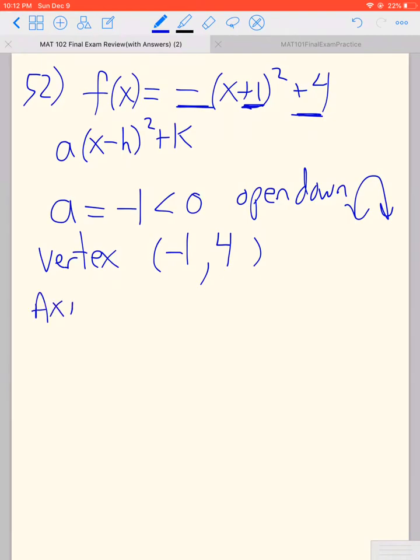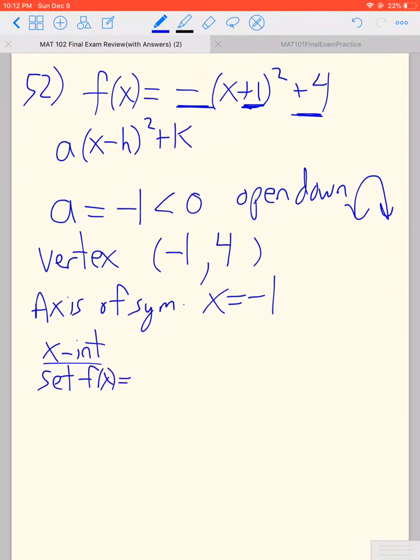If you wanted the equation for the axis of symmetry, even though they don't ask for it, it's always x equals the x value of your vertex. A couple other points we would like to have would be the x-intercept and y-intercept. To find the x-intercept, you set f of x equal to 0 and solve for x.